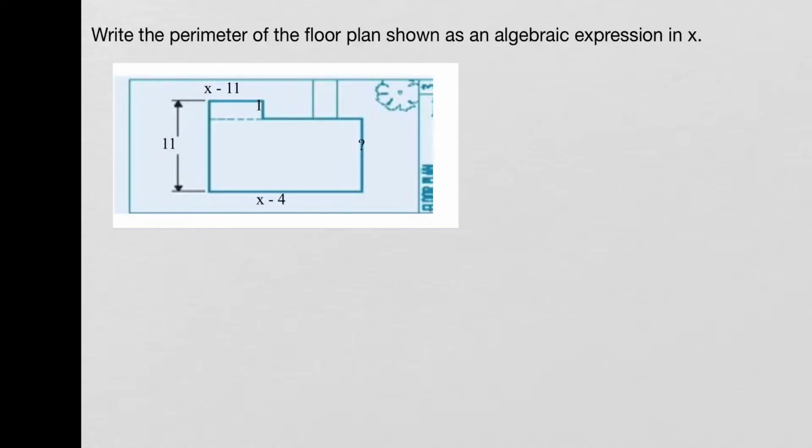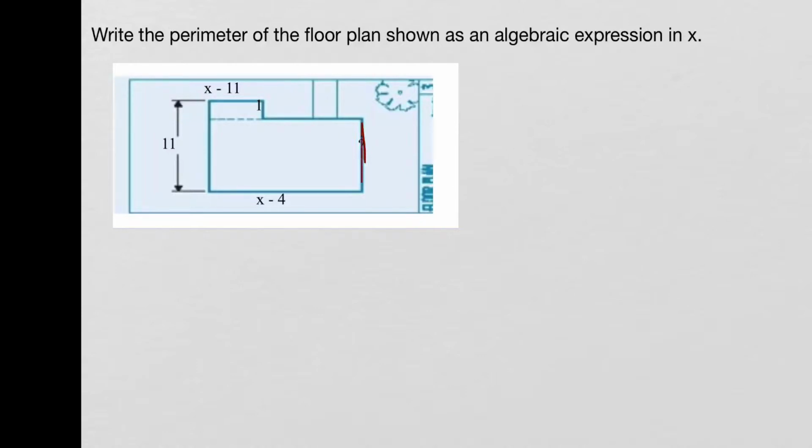In this problem, we are asked to write the perimeter of the floor plan shown as an algebraic expression in x. So again, perimeter means that we're adding all of the sides. We're going all the way around the shape and adding up all the sides. So in this problem, if we want to add up all the sides, we need to know what all the sides are equivalent to. So we're missing two of our sides.